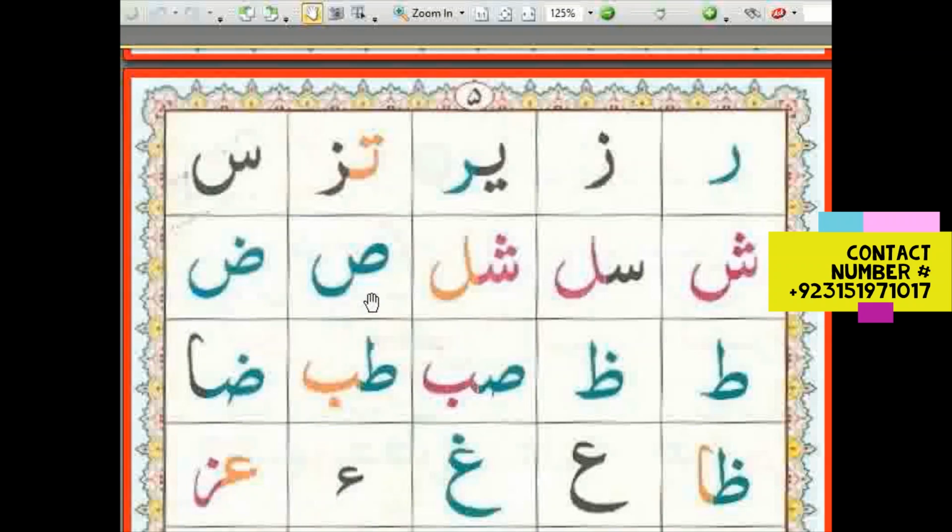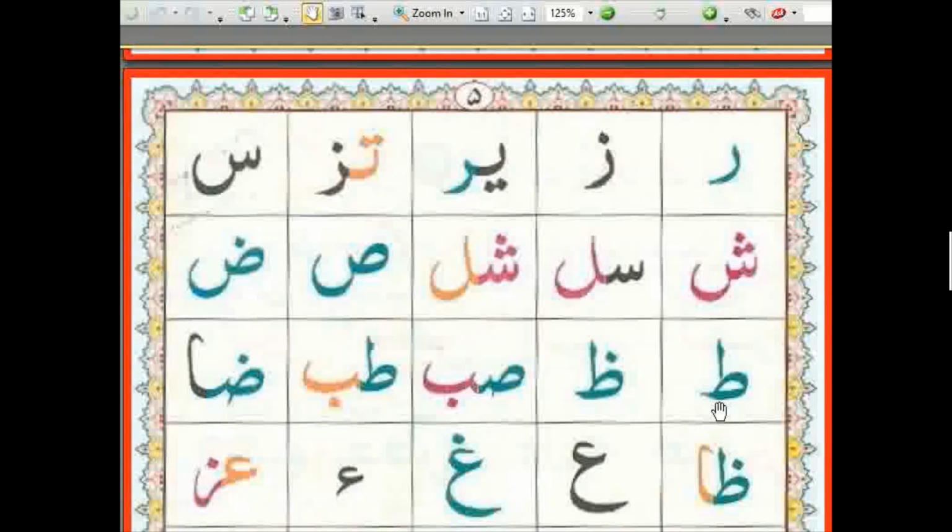صاد، ضاد، طاء. Don't move your left during pronouncing the ta. If you move your left, the upper left, then the pronunciation of ta will be absolutely wrong. Ta, ta, za, za.